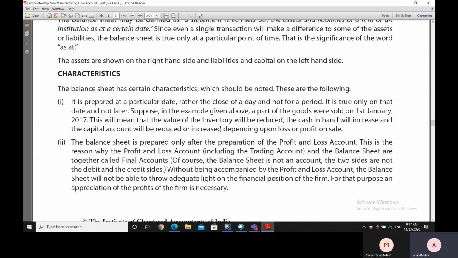So the balance sheet is prepared after preparing the profit and loss account and not before that. And therefore the profit and loss account, including the trading account, and the balance sheet are together called final accounts, although the balance sheet is not an account, and the two sides of the balance sheet are not the debit and the credit sides.